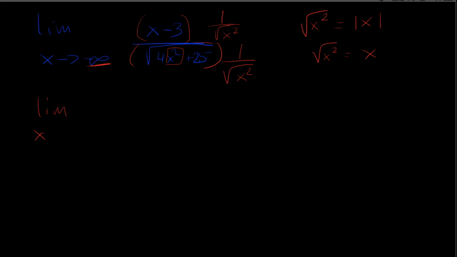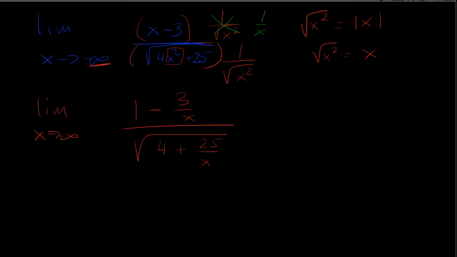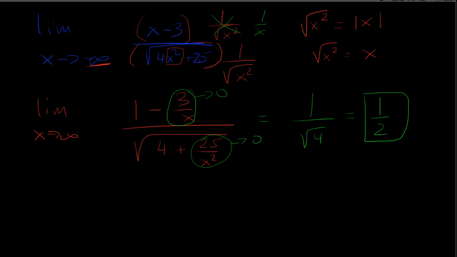Okay, so we have limit as x approaches infinity. Now x times 1 over x squared is really the same thing as multiplying by 1 over x. So I'm just going to write 1 over x in green to show that it's identical, just to make the algebra look nice. And we'll have 1 minus 3 over x at the top. And at the bottom, I can bring the x squared inside, so I'm really just dividing the inside of the square root by x squared. So I'll be left with 4 plus 25 over x squared. And now 3 over x and 25 over x squared are going to approach 0. So I'm left with 1 over square root of 4, which is 1/2. And that's my limit.